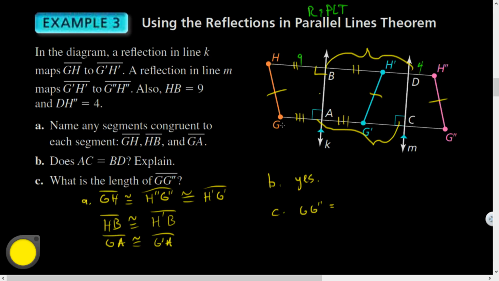So G to G double prime. Well, if this is 9, and then this is 9, if this is 4, then this is 4. 9 plus 9 is 18, plus 8 is 26, and I would argue that this distance also has to be 26. Because a double reflection is the same as a translation, so if it translated H to H double prime by 26 units, then G to G double prime is also 26. I said H prime instead of H double prime. Whatever, I think this just makes sense.